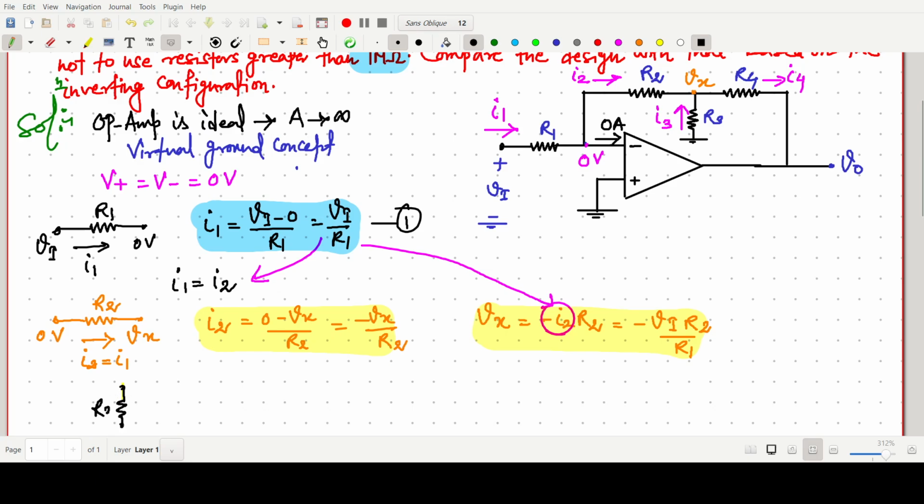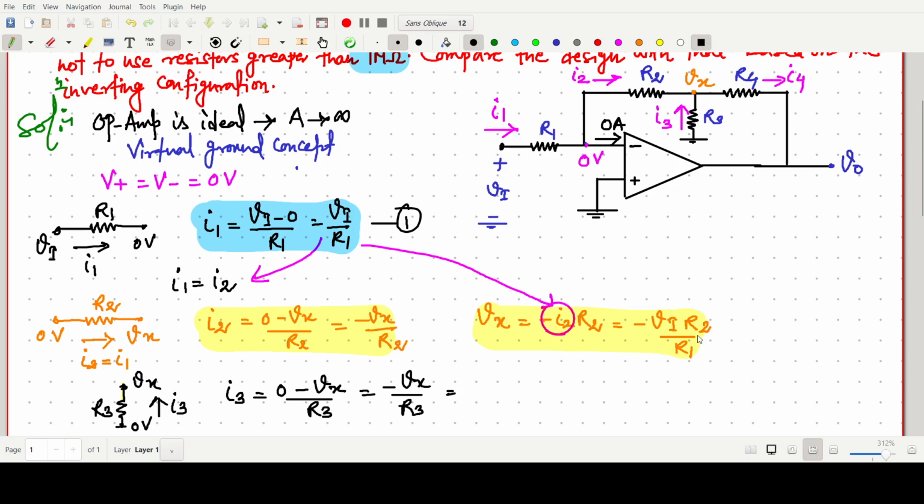Now this one, say I am saying R3 resistance, and this one is Vx, and this one is 0 volt. Okay, and I am saying this one is I3. So now I3 is simply 0 minus Vx by R3, or simply we can write minus Vx by R3. Simple network concept. And Vx we know, Vx we have found out.